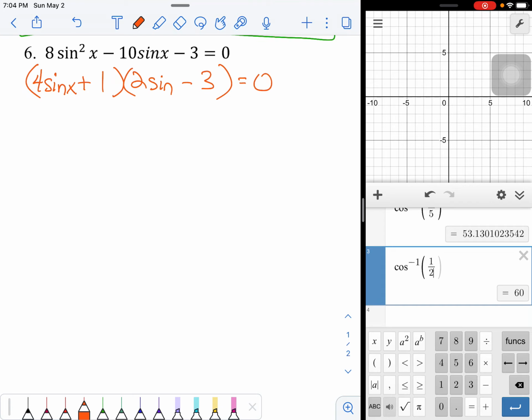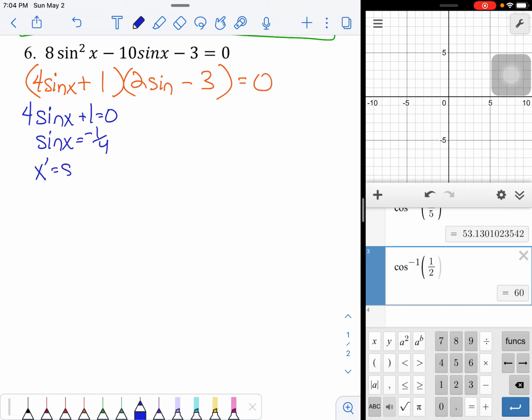Okay. Again, I know I factor, guess, and check pretty quickly. Do factoring however you know to. All right. So we are going to take each factor, set it equal to 0, and solve. So sine of x is equal to negative 1/4.